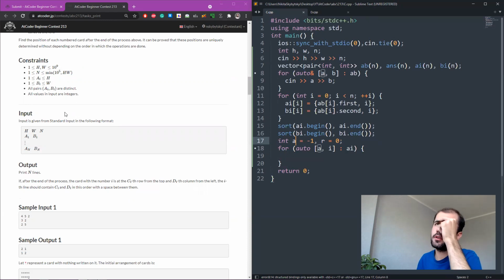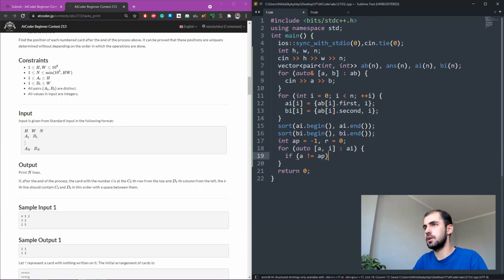Because they are not distinct, I have to keep track of how many different values of A I saw. And I want to do this with two variables. So AP is previous A. If A is not equal to AP, then I increment row, and AP gets A. And also answer at I first gets row.